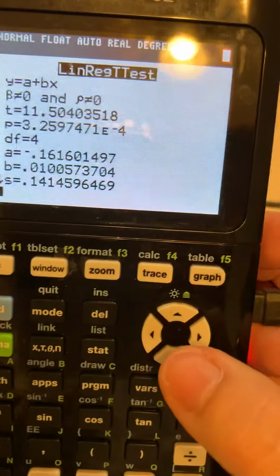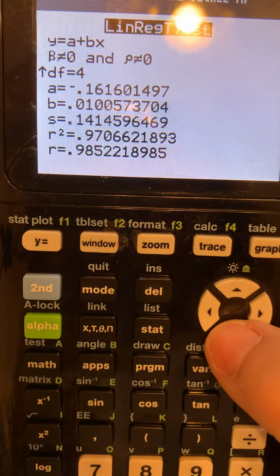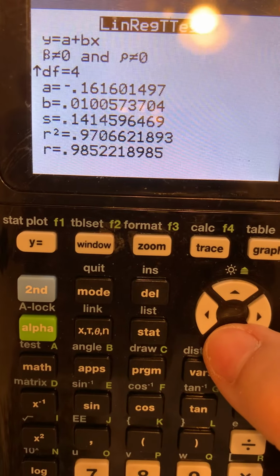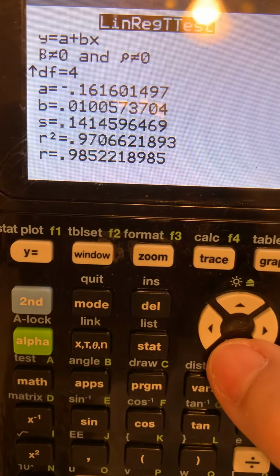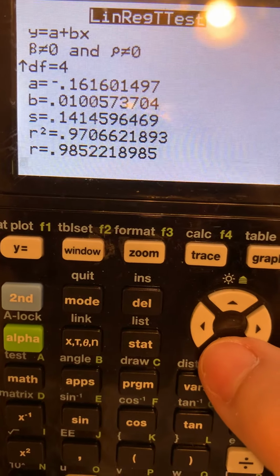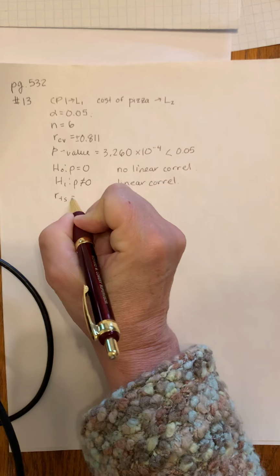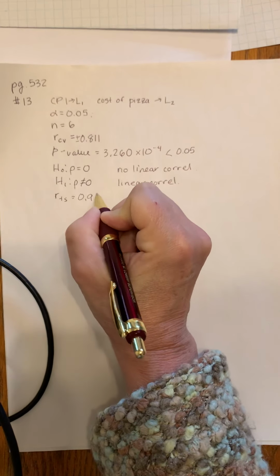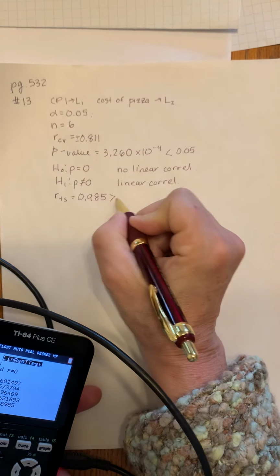All right, so now when I look at my calculator, I don't see R. So I have to scroll down to get to it, and there it is, 0.985, and that's extremely close to 1. So this will have a linear correlation, 0.985. That's my test statistic. And I want to show that that's greater than my critical value.